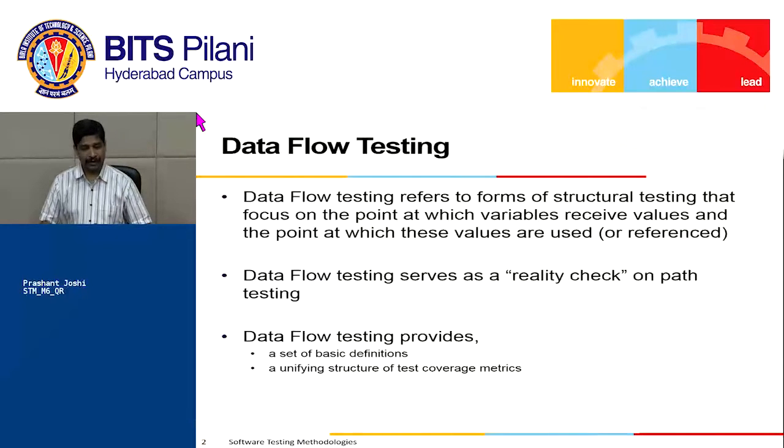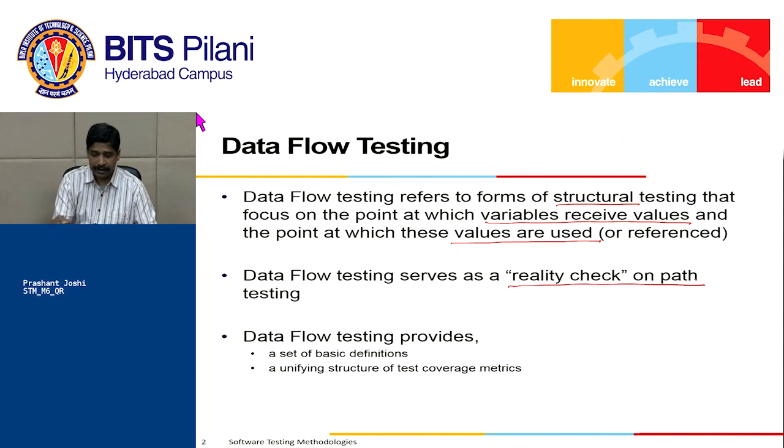So in Module 6, we had data flow testing and we also looked at the metric. So what's data flow testing? Data flow testing is a structural form of testing, and our point of interest is going to be variables receiving values, and then those values being used. They are defined at a certain point and used at a certain point. It actually provides and serves as a reality check on path testing.